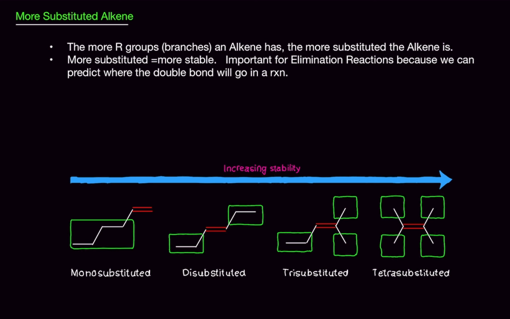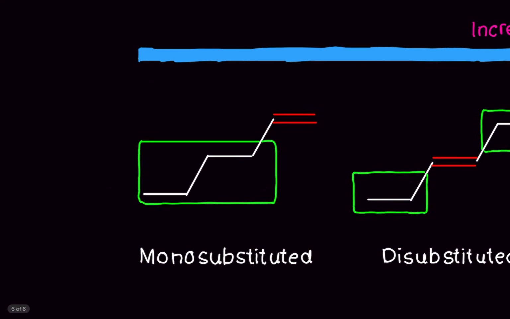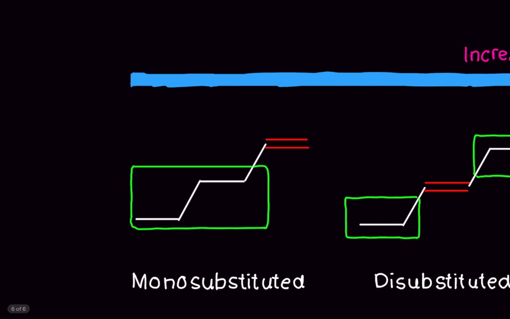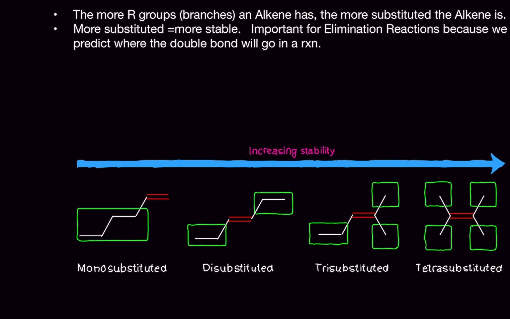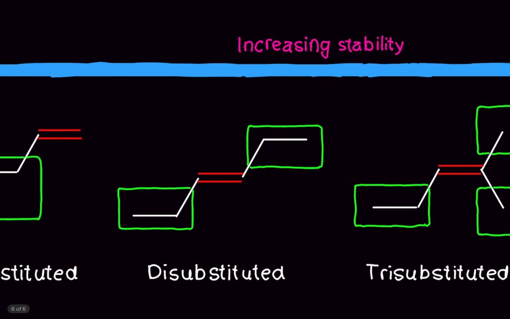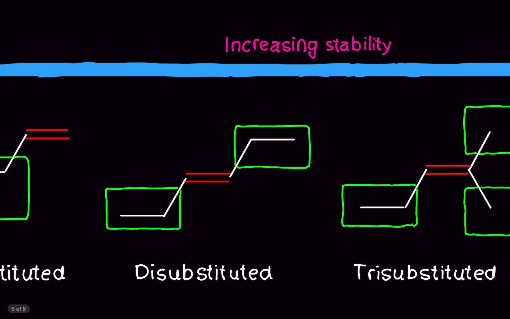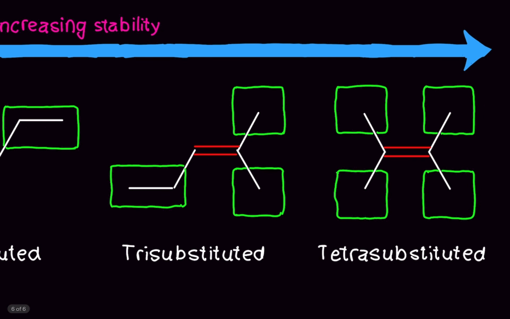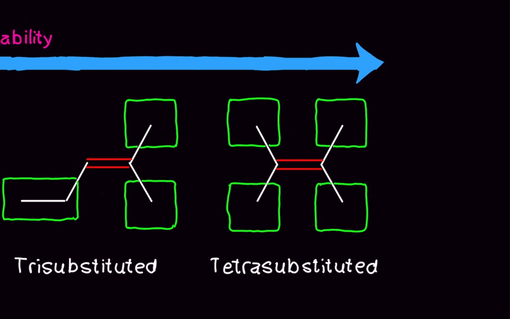This is very important for elimination reactions like E2 and E1 because we can predict where the double bond will go in a reaction. So here, you'll notice that this is something called monosubstituted. This is because we have one branch coming off the double bond. This is monosubstituted or least stable. Then we have disubstituted because we have two branches coming off of this alkene. This is trisubstituted, where we have three branches coming off this alkene. And tetrasubstituted, where four branches are coming off the alkene, right? Four different branches, the most stable.